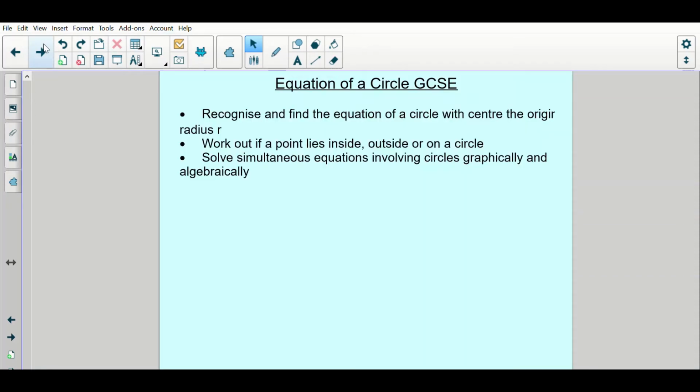So in this lesson we're going to look at the equation of a circle, and we're going to be looking at it specifically centred on the origin, which is GCSE work. We're going to look at if we can work out if a point lies inside, outside or on a circle, and we're going to solve simultaneous equations involving circles graphically and algebraically.